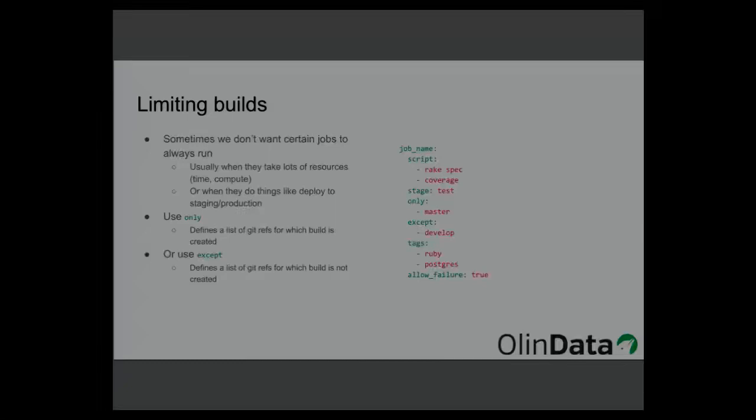So it works on git refs, so it works on tags as well as on branch names. So you could actually have a branch name here. So you run it only for master branch, except for builds that are tagged as develop.